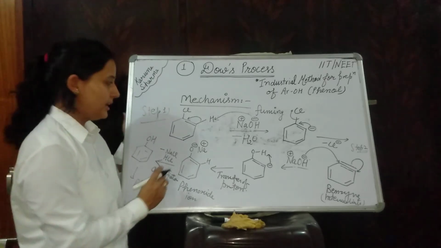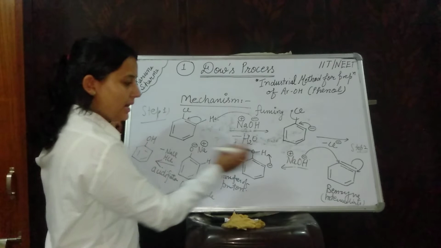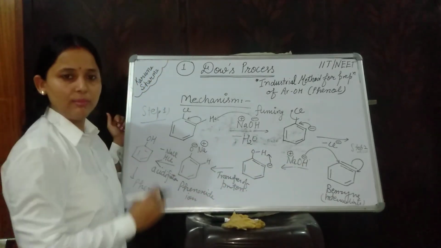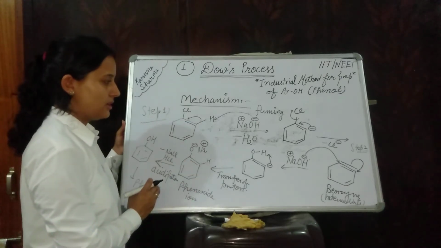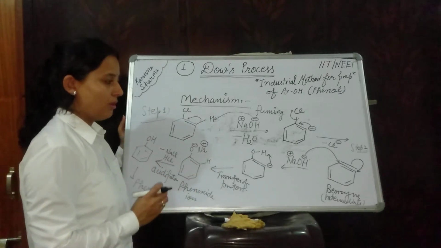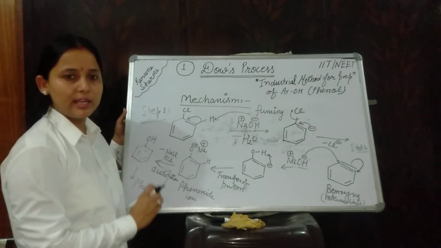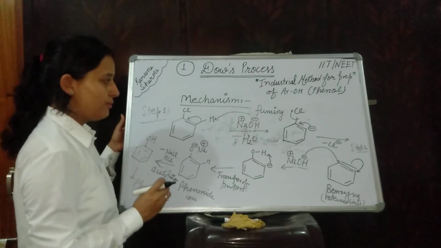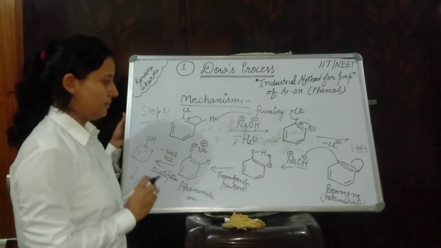So in this way, chlorobenzene is converted into phenol via benzyne as an intermediate. This is a very simple reaction mechanism. Hope you all understood well, and you have to practice more and more in your notebook. There will be minimum error in your exam.